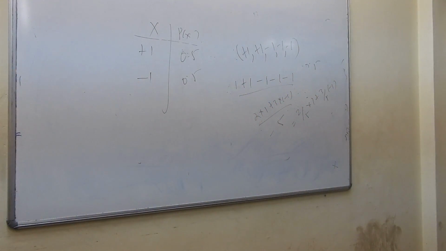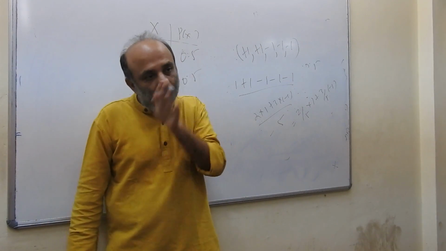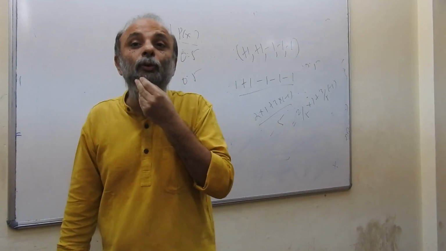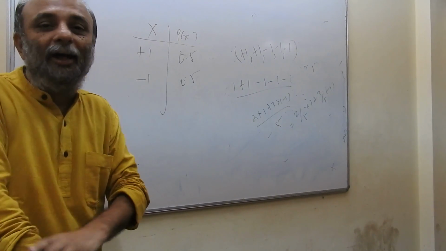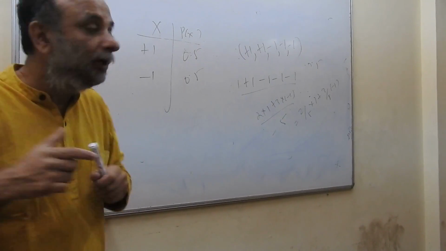What is 2 upon 5? 2 is the number of wins, and 5 is the total number of times I played the game. So 2 by 5 is known as the relative frequency of wins. 3 by 5 is the relative frequency of losses.